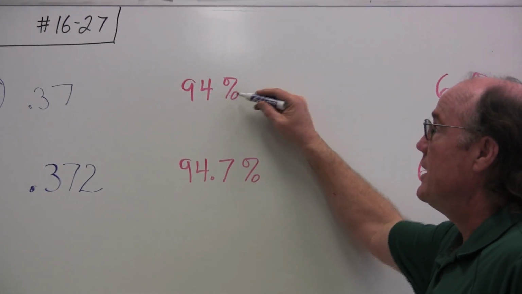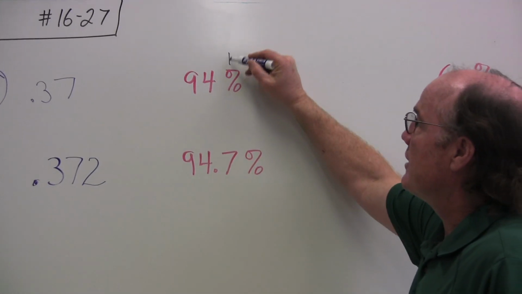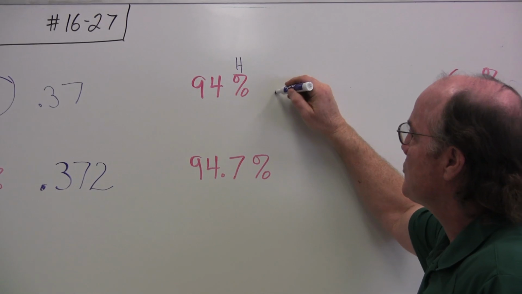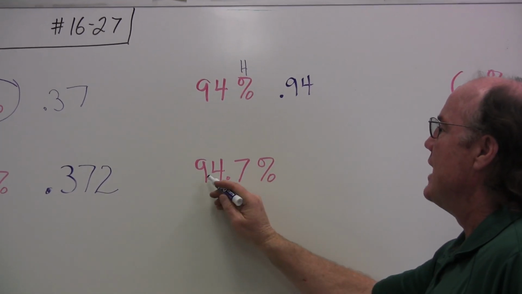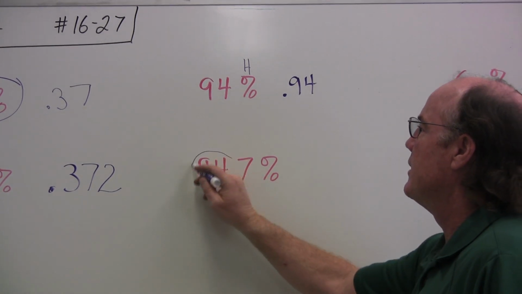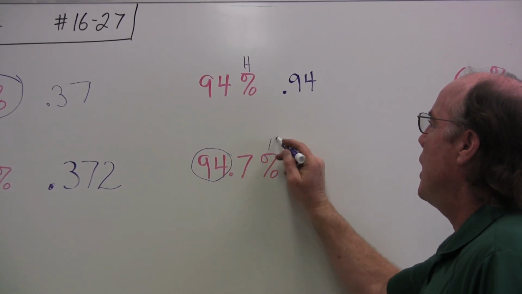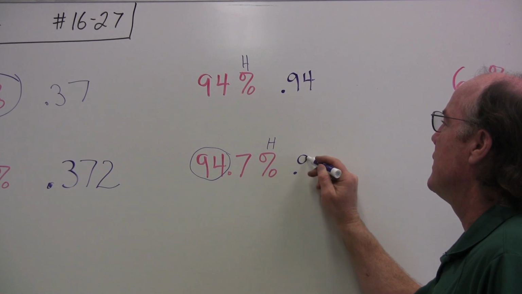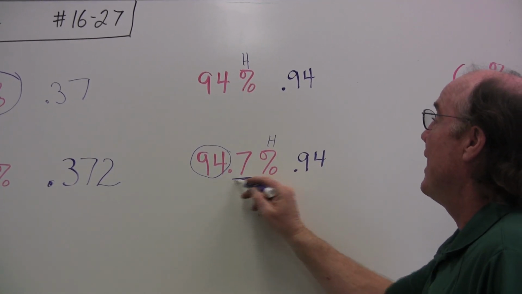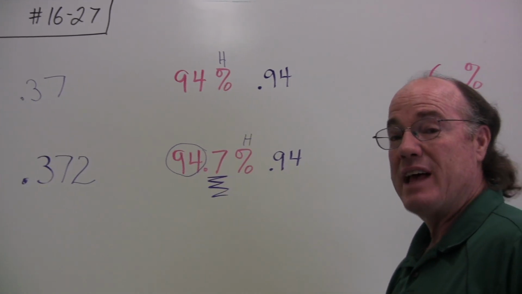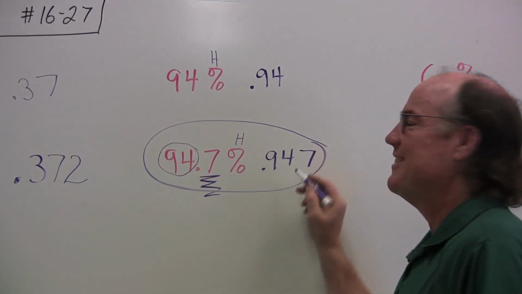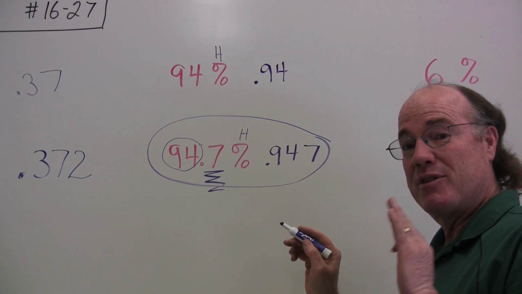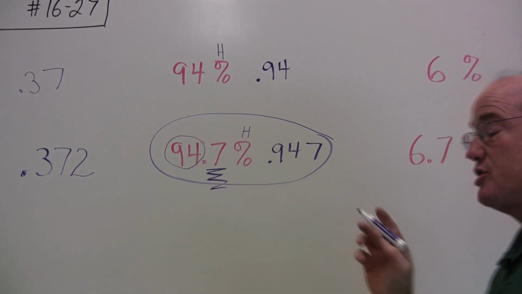Now that's actually pretty easy. So let's go over to here. 94% is 94 hundredths is 0.94. Now, 94.7, that's 94 hundredths, 0.94. Aha. That comes after the decimal, so we just add it on there. Understand? Difficulty level is going to go up to the hardest yet.